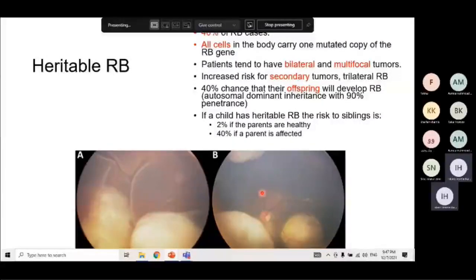All the cells have the potential to produce the tumor, so it's mostly a heritable retinoblastoma. And there is a risk of secondary tumors, what we call the trilateral retinoblastoma. As you will see later on, there is a tumor in the central nervous system which may happen in those patients, especially if they are treated with radiotherapy, as we used to do in the past. And there is a 40% chance that the offspring will develop retinoblastoma because it's transmitted as autosomal dominant inheritance.